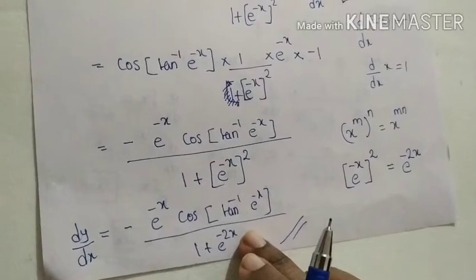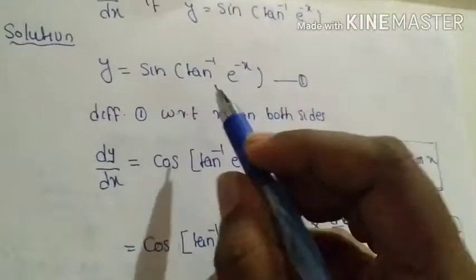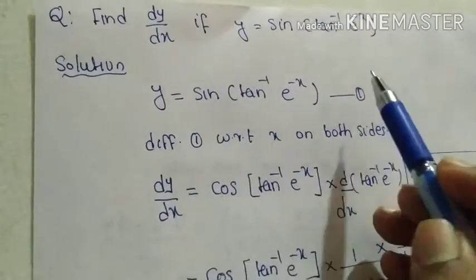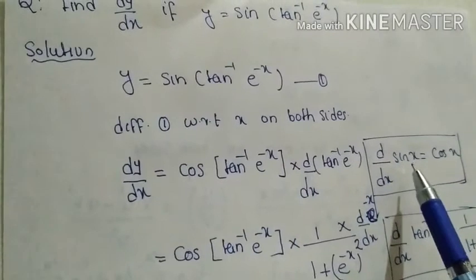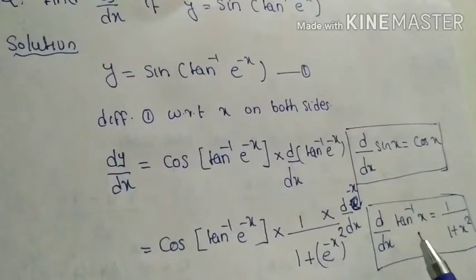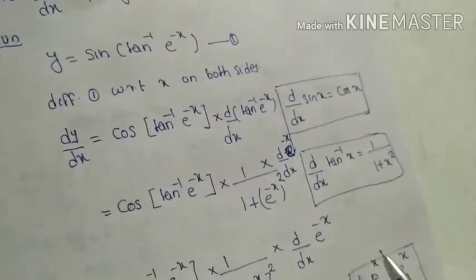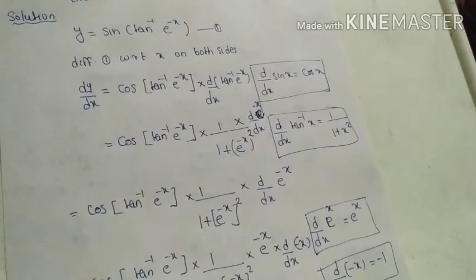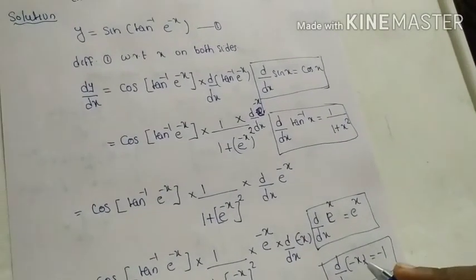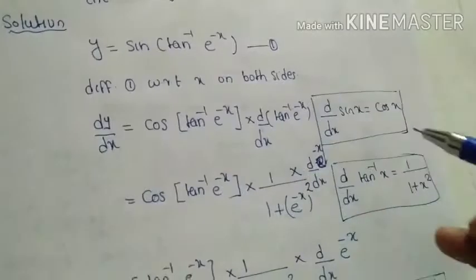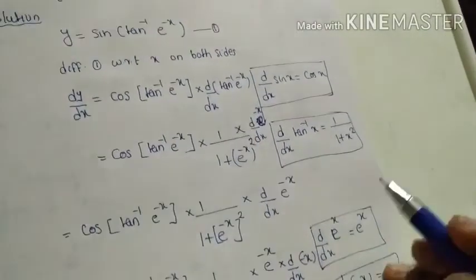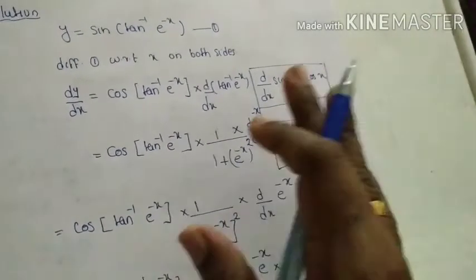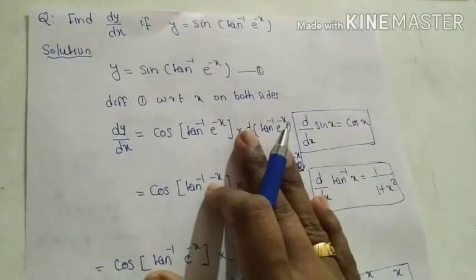I hope you understood. Here we can see that our function y consists of 4 different functions. First one is in the form of sin x, second in the form of tan inverse, third in the form of e raised to x, and the last and fourth one is in the form of minus x. So our function consists of 4 different functions. So we need to calculate the derivative of these 4 different functions by using the chain rule. Okay.